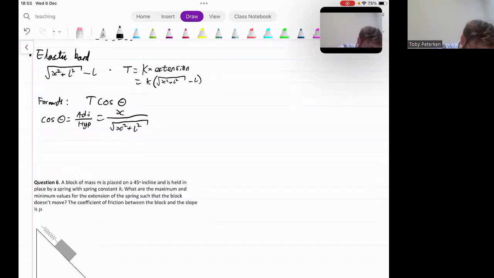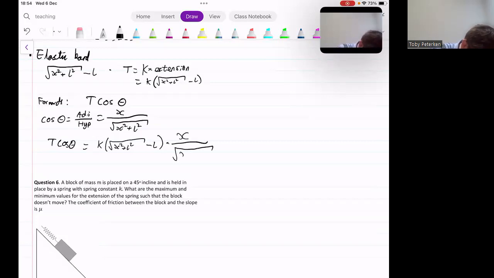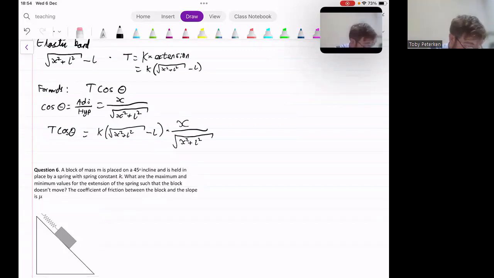So if we put all of this in, we have T cos theta equals, so firstly we sub in for T, which is equal to K times the square root of x squared plus L squared minus L. So that's T times, I'll put a little times there so we just remember they're different, times cos theta, which is x over the square root of x squared plus L squared, which we can simplify slightly and we get kx times 1 minus L over the square root of x squared plus L squared.